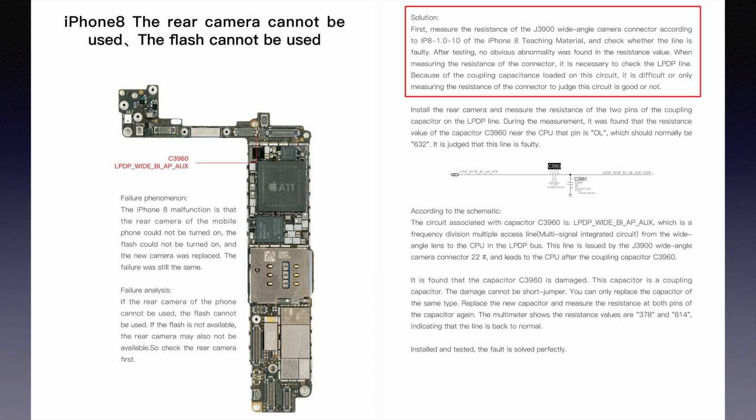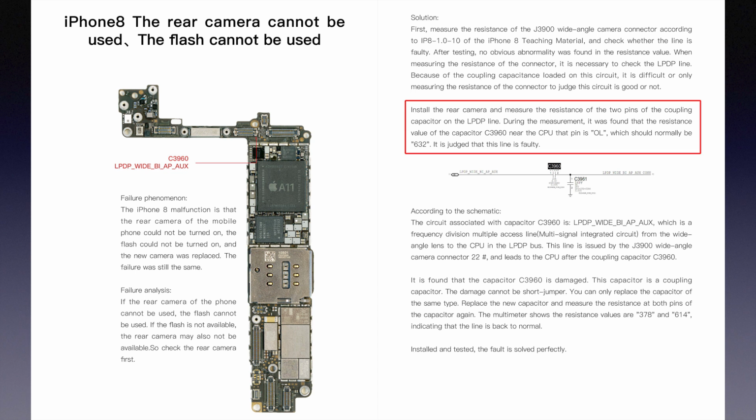When measuring the resistance of the connector, it is necessary to check the LPDP line because of the coupling capacitance loaded on this circuit. It is difficult to judge whether this circuit is good or not by only measuring the resistance of the connector. Install the rear camera and measure the resistance of these two pins of the coupling capacitor on the LPDP line.